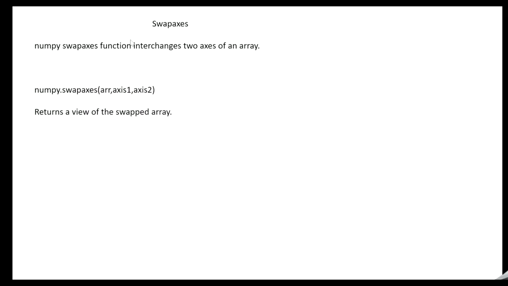Now secondly, let's look into swapaxes. The NumPy swapaxes function interchanges two axes of an array. For this we have to specify two axes, axis 1 and axis 2. Axis 1 will become axis 2 and axis 2 will become axis 1. It will interchange the two axes of the array.